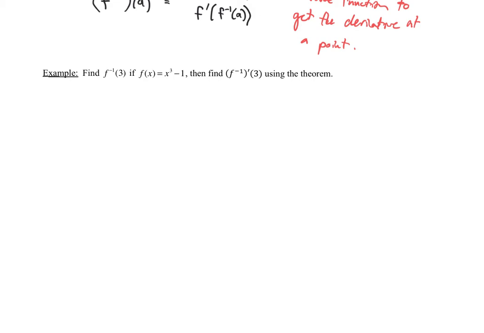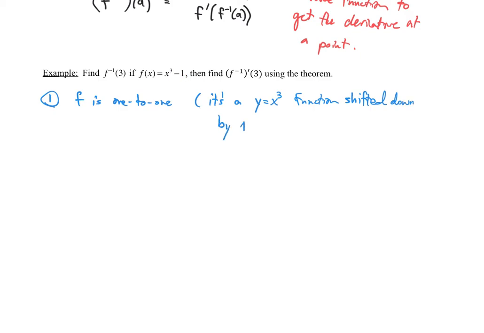So when we look at this example, the first thing we're going to notice is that f is one-to-one, and this is just a cubic function, y equal to x cubed function shifted down 1. So we know that shifting it down 1 is not going to affect whether it is one-to-one because it will still pass the horizontal line test.